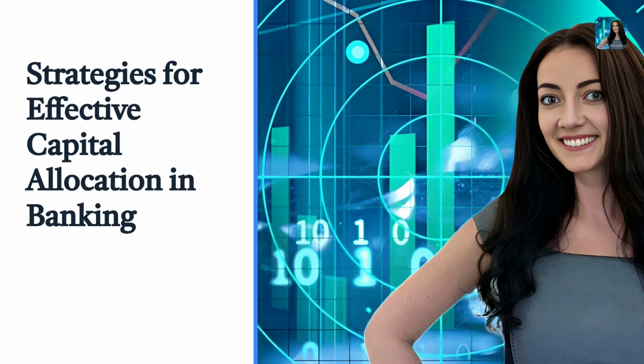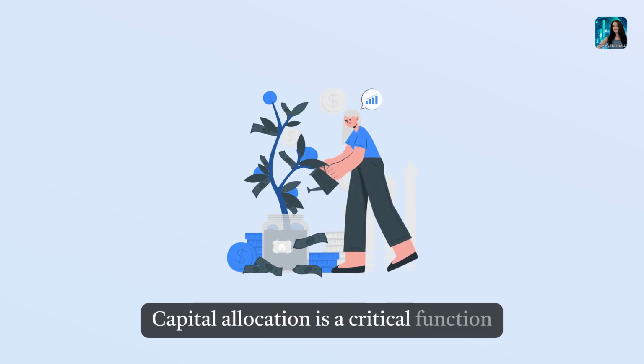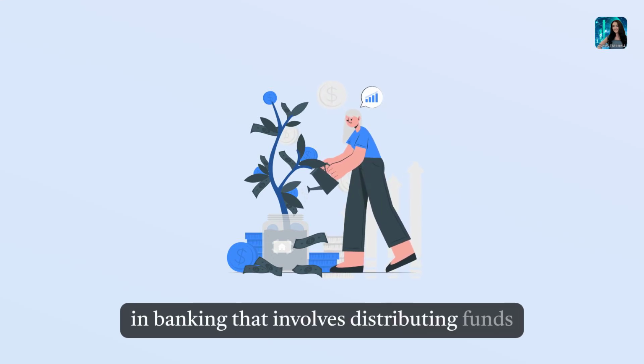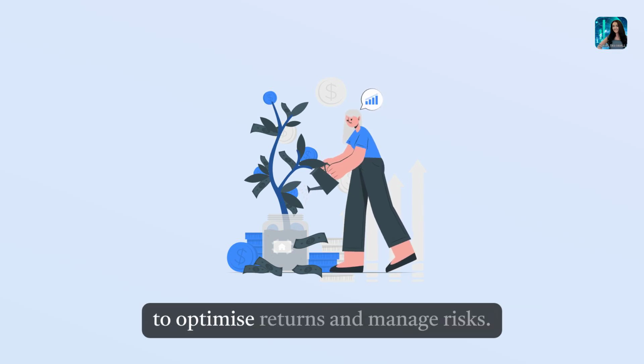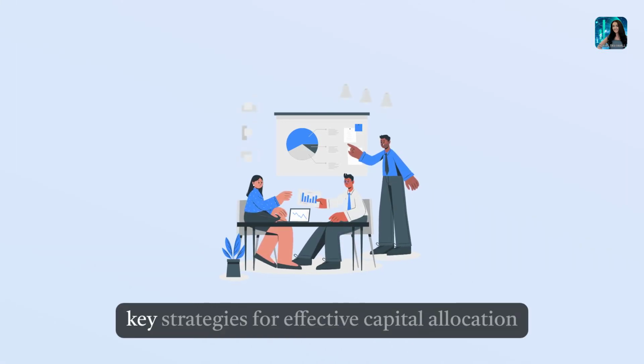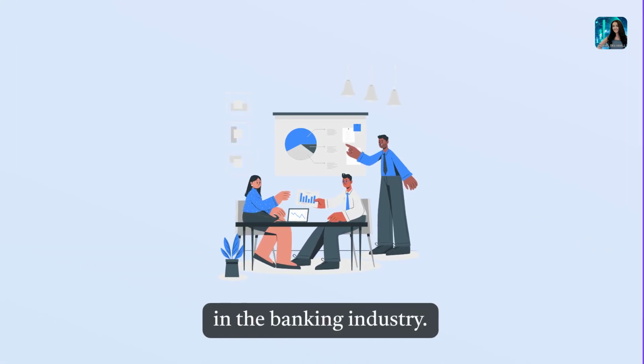Strategies for effective capital allocation in banking. Capital allocation is a critical function in banking that involves distributing funds among various financial products and services to optimize returns and manage risks. In this video, we will discuss key strategies for effective capital allocation in the banking industry.